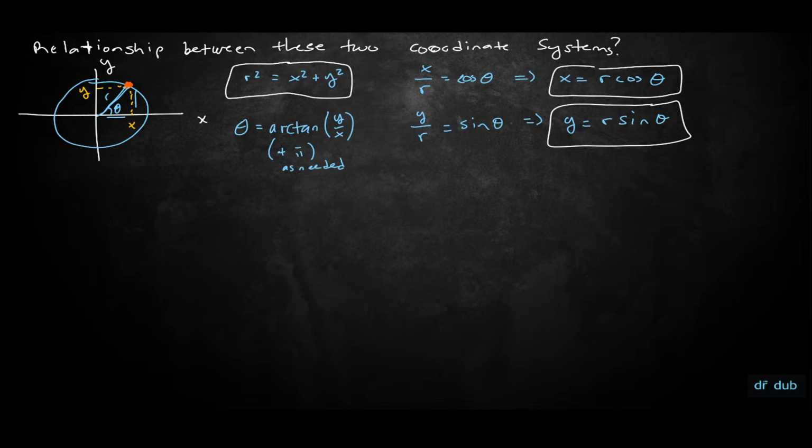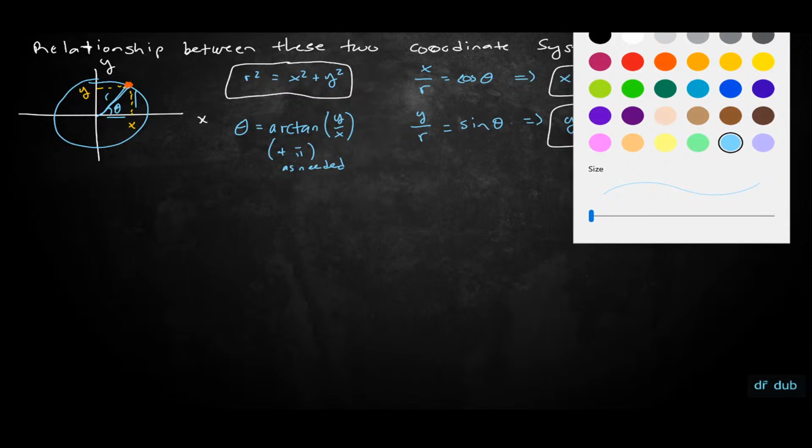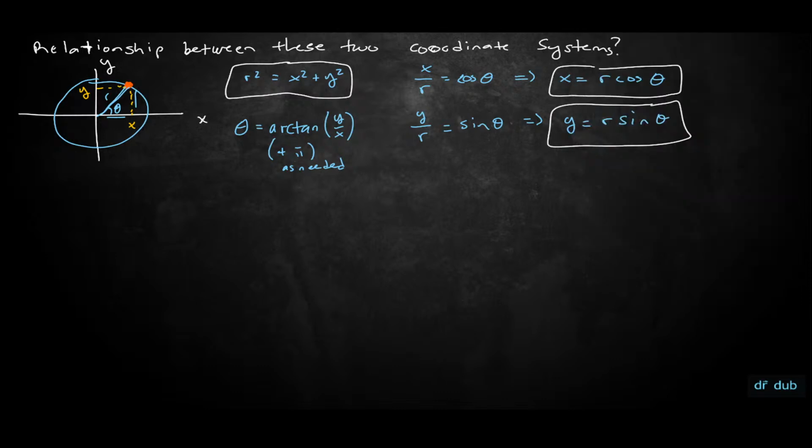So those are our equations that relate the two coordinate systems. And probably the most important three are the first three that we wrote down. r squared is equal to x squared plus y squared, and x is equal to r cosine theta, y is equal to r sine theta. We're going to use all of those very frequently throughout this course. So keep those fresh in your mind. They're going to be extremely useful.